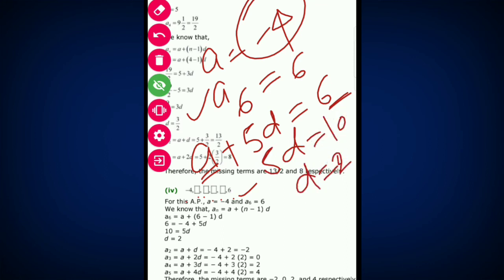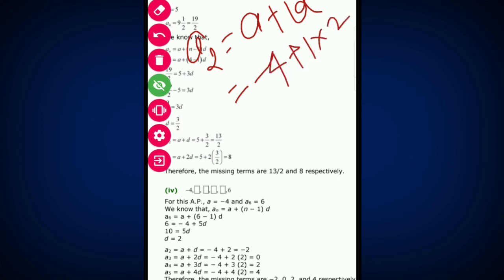Now you can find the second term, third term, fourth term and fifth term, as the empty boxes are given here. The second term is a plus 1d. The first term is minus 4, and 1 into d, I found d to be 2. Now you can solve and you will get the answer minus 2. Now you will find the third term. The value of the third term is a plus 2d. You will put the value of a and the value of d. You will get the third term, then the fourth term, and then the fifth term. Okay students, are you getting what I am saying?